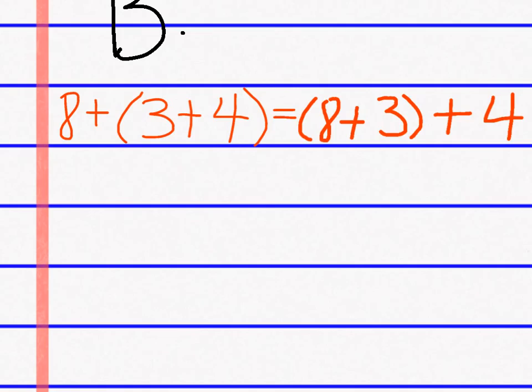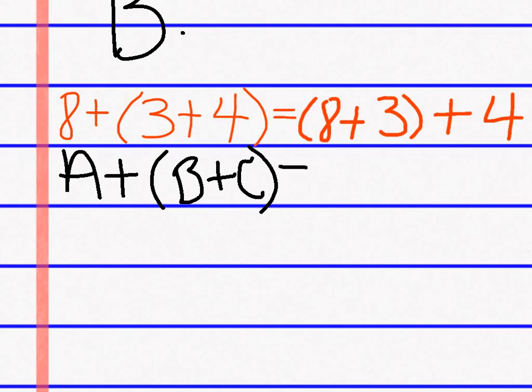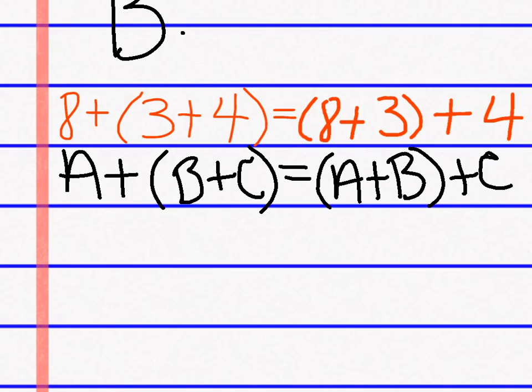Alright, for this one down here, we have 8 plus 3 plus 4 in parentheses is equal to 8 plus 3 in parentheses plus 4. So that's A plus B plus C is equal to A plus B in parentheses plus C. This is the associative property of addition, and that is letter C on your handout.